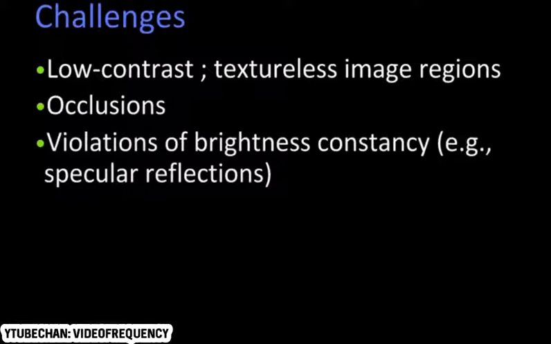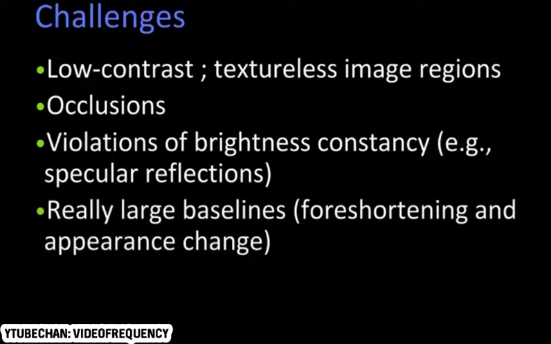Violations of the brightness constancy, so things like specularities whose position on the surface move as I move, violate our stereo assumptions. Really large baselines, so I've got a camera way over there and a camera way over there. Well, now I've foreshortened things, right? So here I see the front of the camera, and over here, probably I'm out of the field. Well, all I see over there is the side of the camera. So if I want to do stereo matching, that's a very hard thing to do.